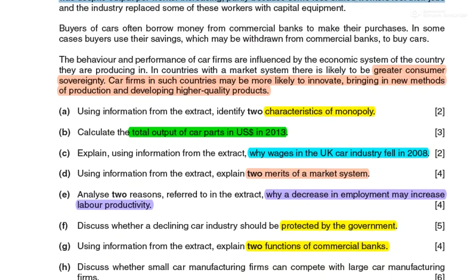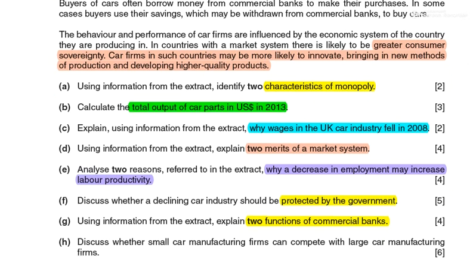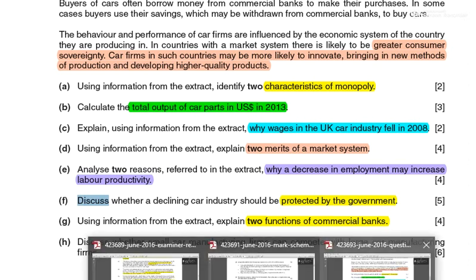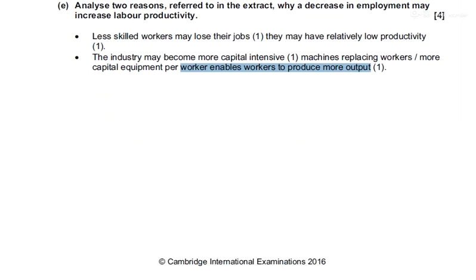Next one, the marks getting higher. 5 marks for F. Discuss whether a declining car industry should be protected by the government. Should be. Discuss. So it's an evaluate question. So just look at the mark scheme for this.